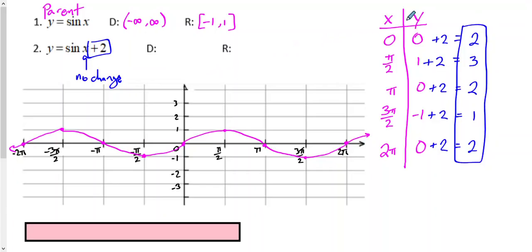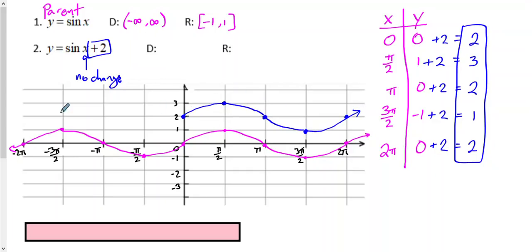So let's just plot these points as we normally would. We start with (0, 2), which is going to be right here. Then we move to (pi over 2, 3). Then we move to (pi, 2). Then we move to (3 pi over 2, 1). And then we move to (2 pi, 2). So this curve in blue represents our transformed function y equals sine of x plus 2.